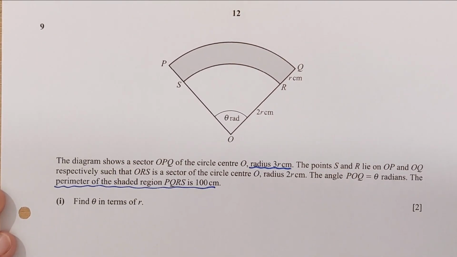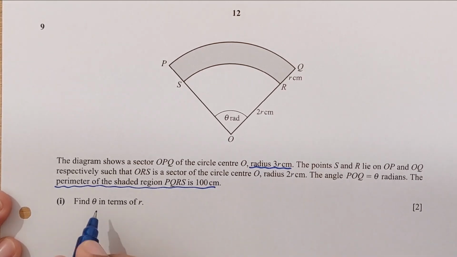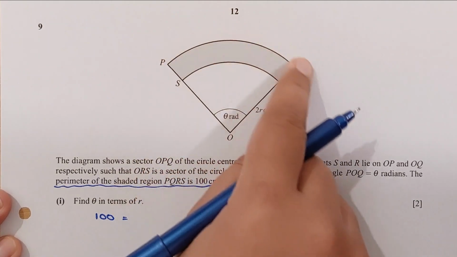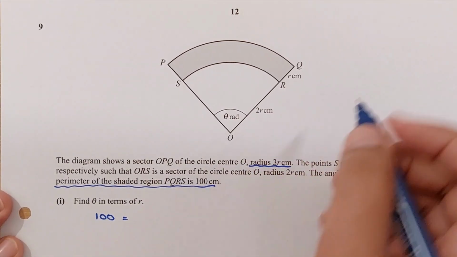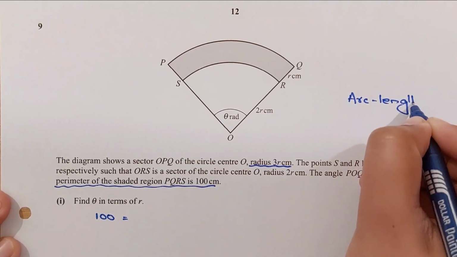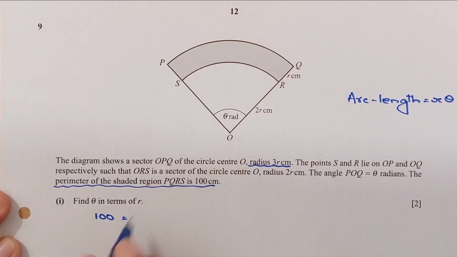Right. Okay. Now for the first part, find theta in terms of r. So we have to find theta in terms of r, using the information of the perimeter of this shaded region, which is 100. And what is a perimeter? The perimeter is basically equal to this arc length PQ plus the other sides. So what is the arc length PQ? The arc length formula is arc length equals radius times theta. For PQ, the radius is 3r times theta.